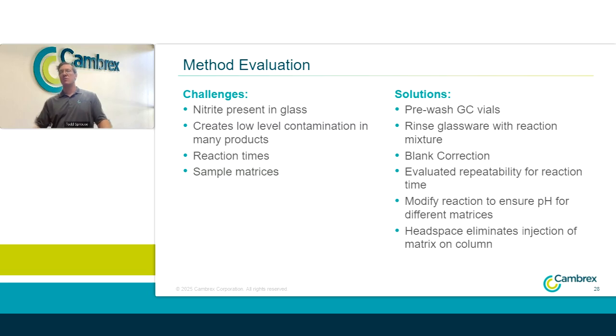So there were some challenges that the paper pointed out. Again, the nitrite is present in glass, and there is a low-level contamination in many products. We did need to evaluate the reaction time in terms of optimizing that for producing the cyclohexene from the cyclamate. And again, evaluating the sample matrices to ensure that we're maintaining the appropriate pH for the reaction.